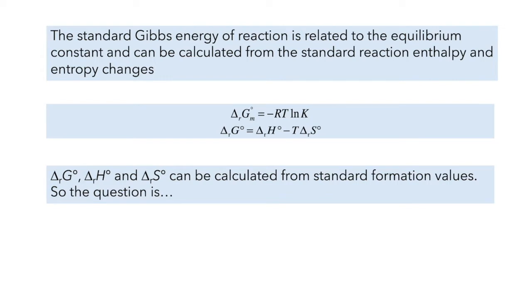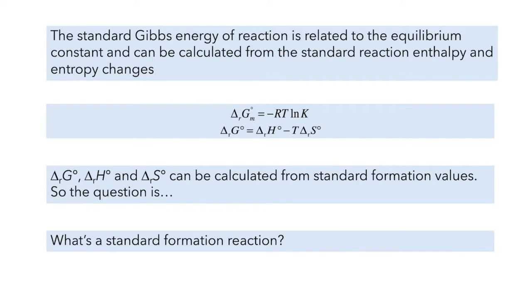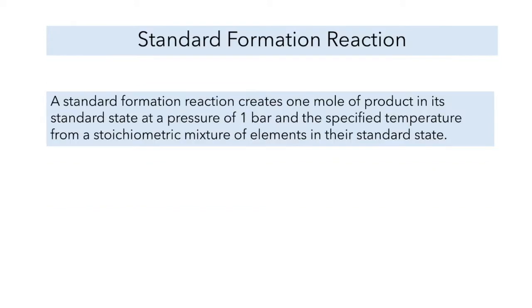Now let's calculate delta G, delta H, and delta S of reaction, and we're going to do that from standard formation values. So the question is, what's a standard formation reaction? The definition of a standard formation reaction is pretty straightforward. It creates 1 mole of product. There's only one product, and you create 1 mole of product in its standard state at a pressure of 1 bar, the standard pressure, and a specified temperature.